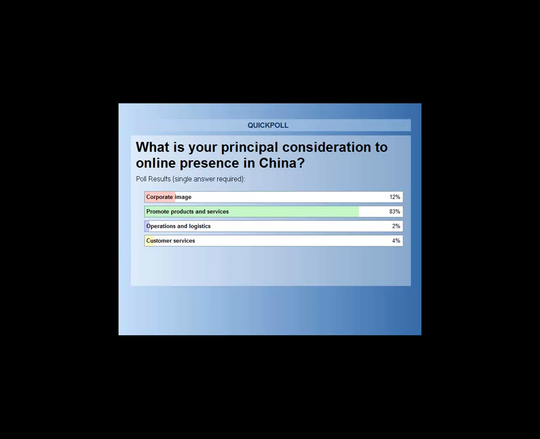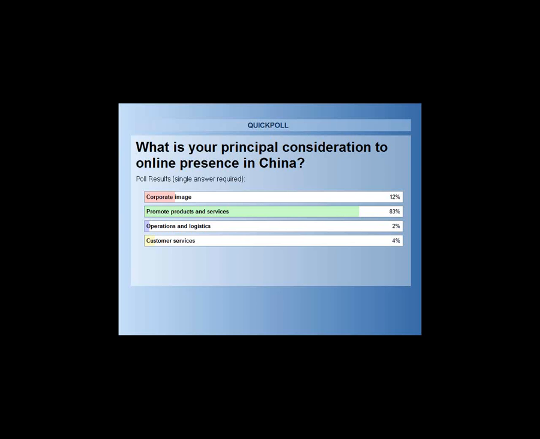I think this is not surprising at all. China is a huge market. It's very hard to come in when you don't know the market, and I think online is probably the way to go when you start promoting to Chinese audiences.